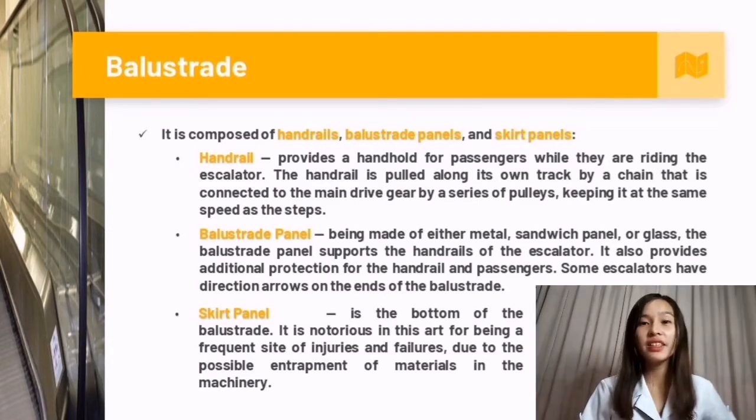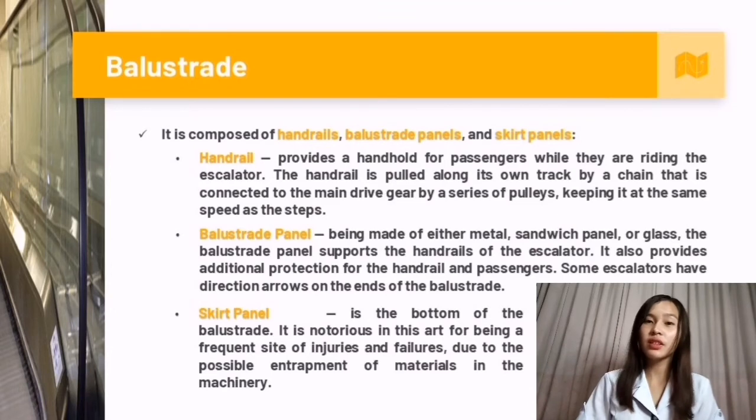On the other hand, the balustrade panel is made of either metal, sandwich panel, or glass. The balustrade panel supports the handrails of the escalator. It also provides additional protection for the handrail and passengers. Some escalators have direction arrows on the ends of the balustrade, while the skirt panel is the bottom of the balustrade. It is notorious in this area for being a frequent site of injuries and failures, due to the possible entrapment of materials in the machinery.